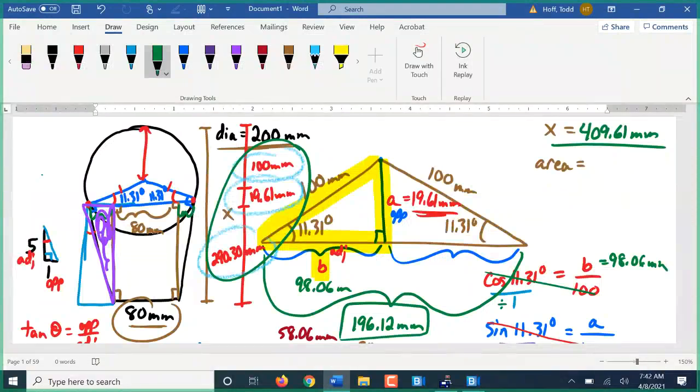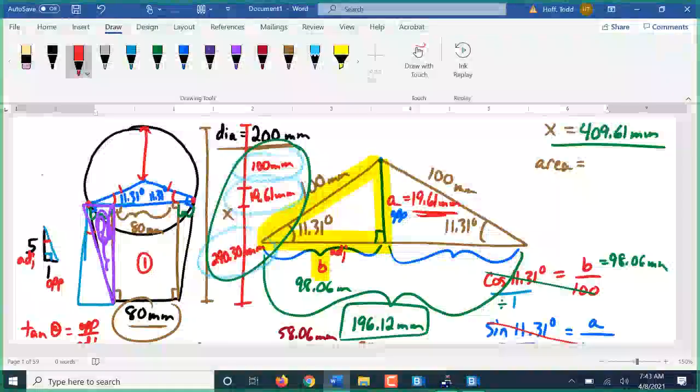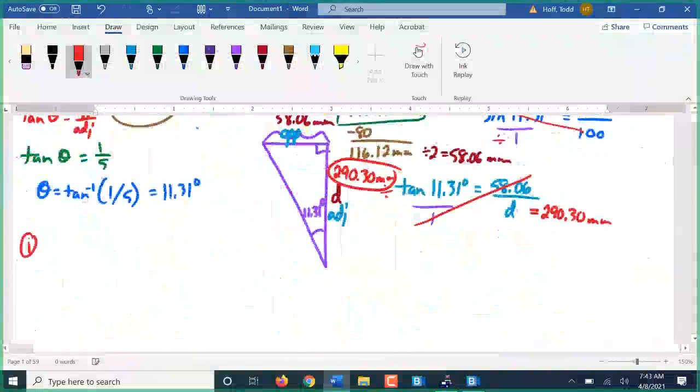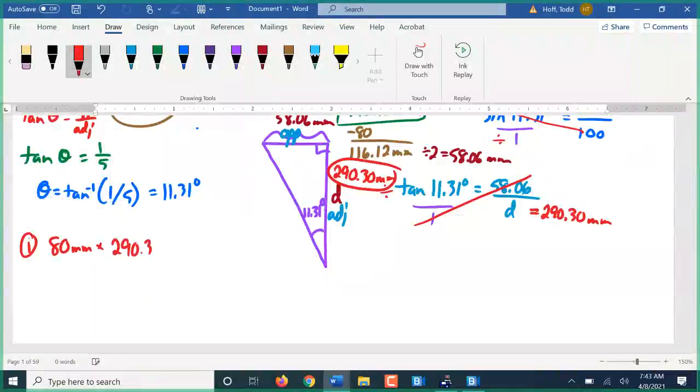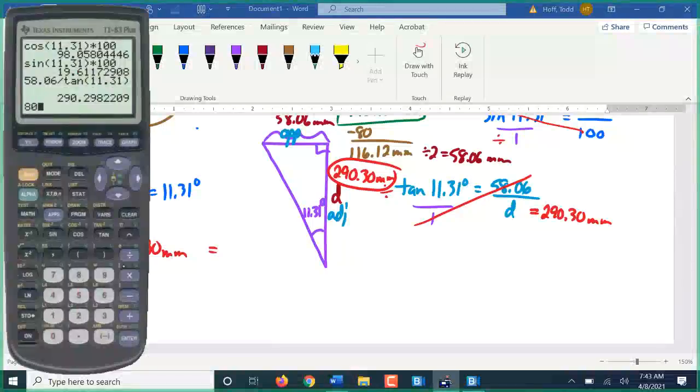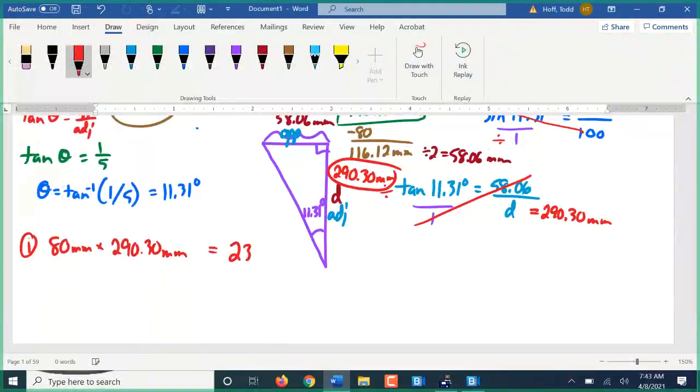Finding the area, once we've done all of this, the area is not that hard. It's just a matter of exhausting all of the different shapes. So I will start out with shape 1 here, which is 80 by 290.30, giving me 23,224. And that, of course, is millimeters squared.